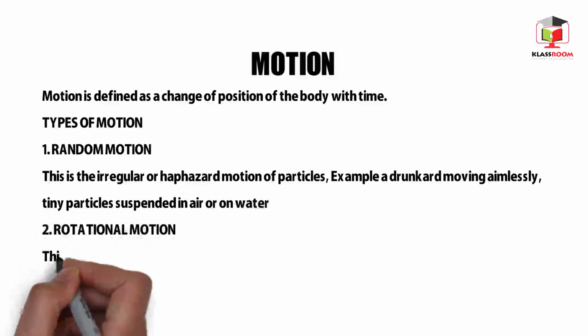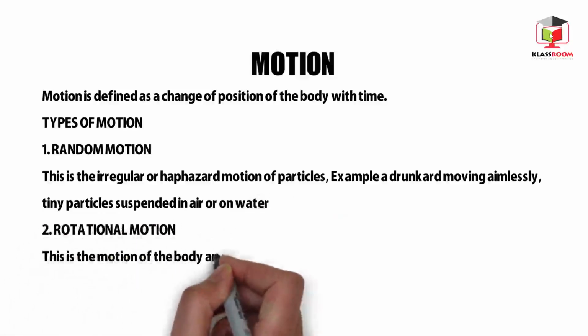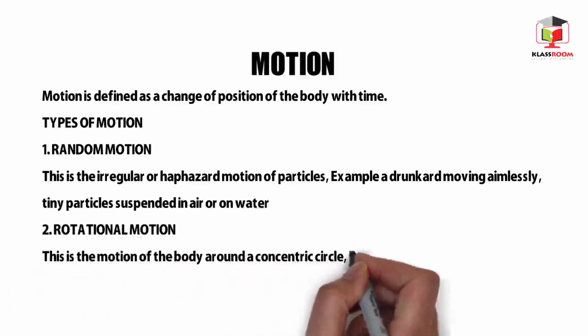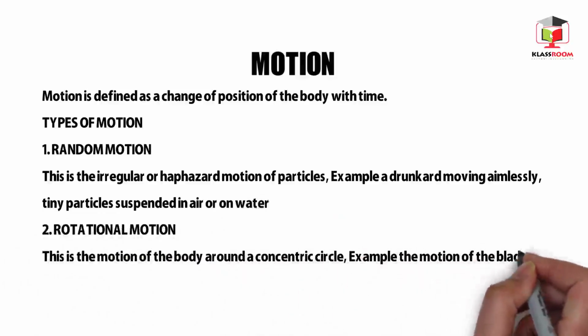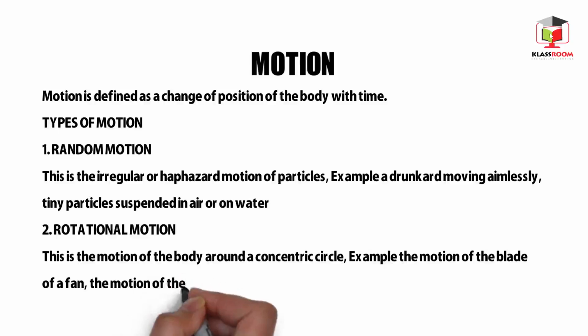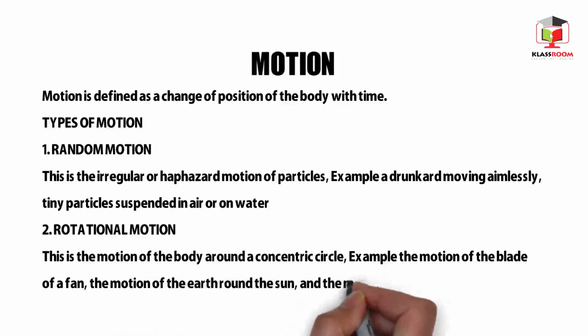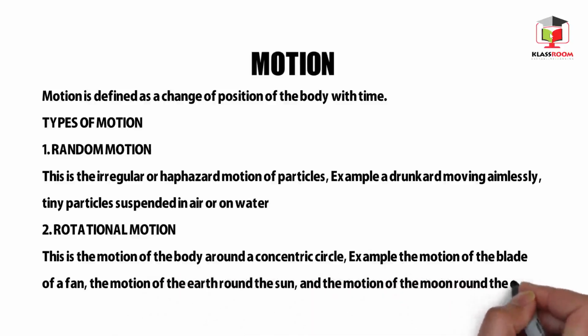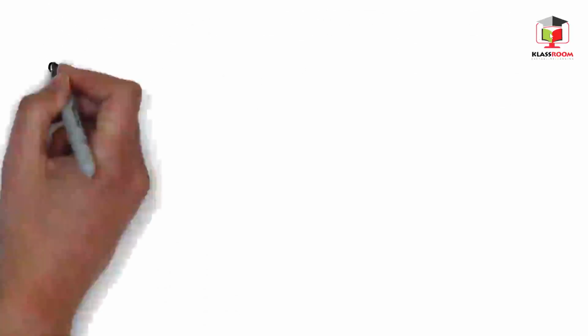2. Rotational motion. This is the motion of a body around a concentric circle. Example: the motion of the blades of a fan, the motion of the earth round the sun, and the motion of the moon round the earth.